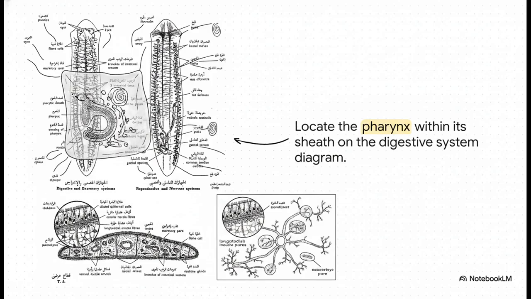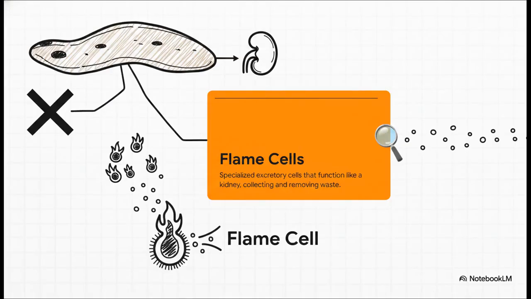Look at the image on the left, the one showing the digestive system. You can't miss it. It's that large, tube-like structure right in the center. And notice it's sitting inside a little pouch, which we call the pharynx sheath. That's our pharynx.